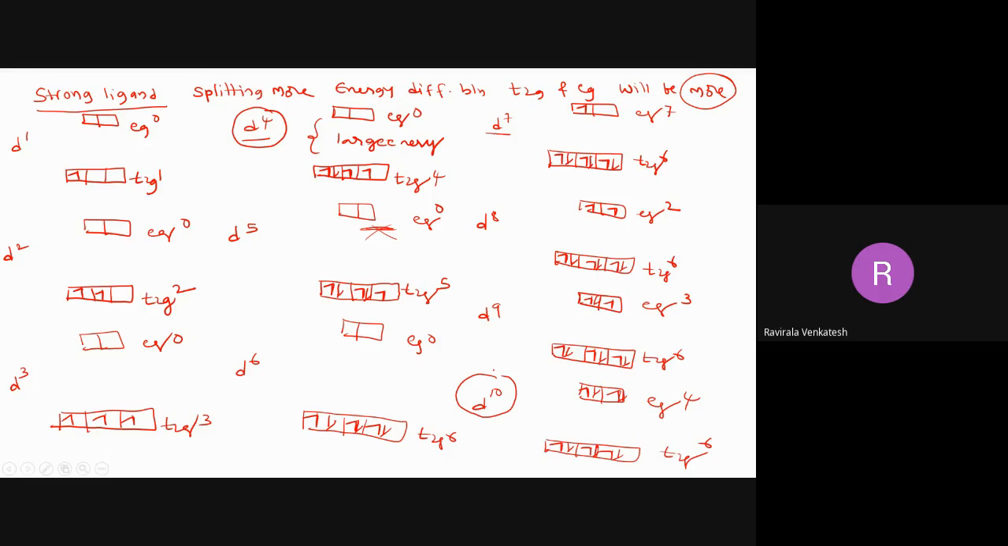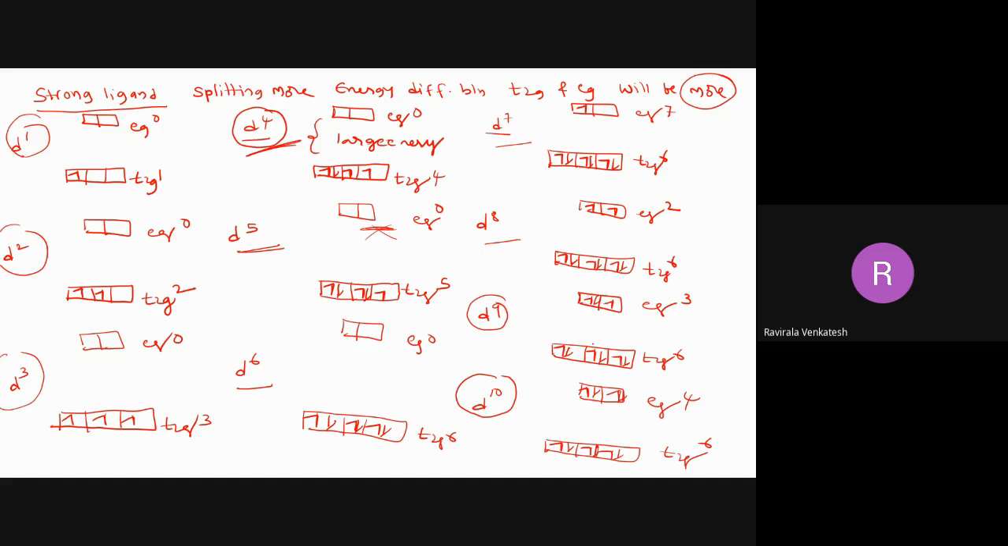Okay. Next, what happens? D1 is the same, D2 is the same, D3 is the same. The remaining will be different, depending upon the strong ligand and weak ligand. D5 configuration depends upon D4 also. D4, D5, D6, D7, D8, isn't it? 1, 2, 3, 4, 5, 6, 7, 8, 9. In this also they are the same. D9 also will be the same.